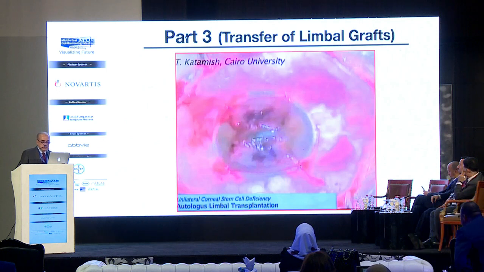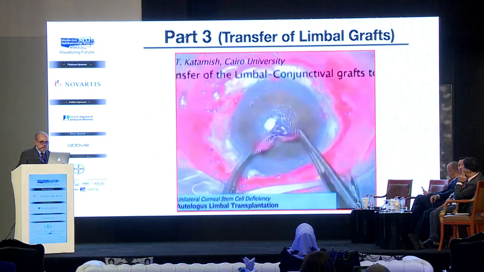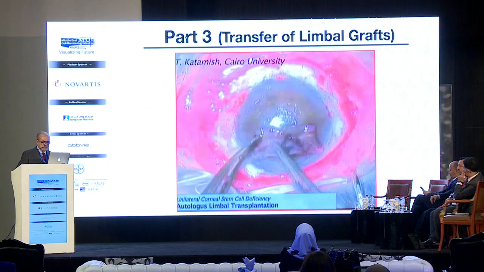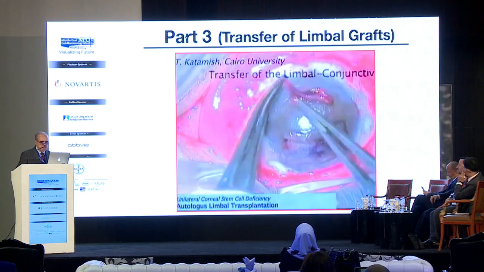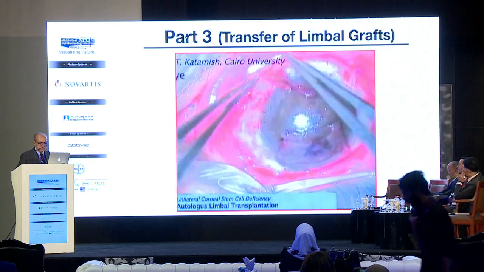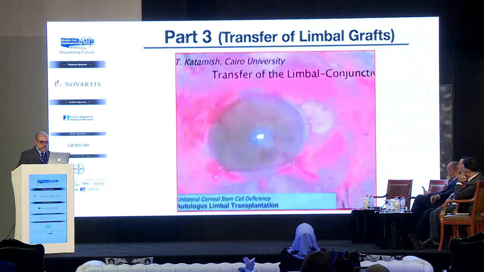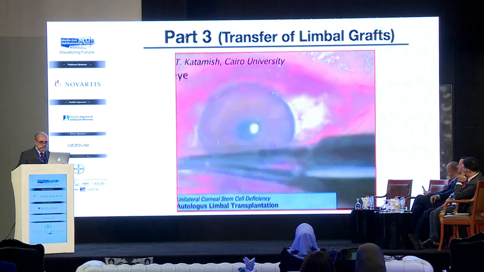The third part of the operation is to transfer these two grafts from the normal eye to the diseased eye. You have to open the other eye, and then you catch one graft and put it over the cornea, and then you catch the second graft and put it over the cornea. Notice that the apex of this triangle should be pointing to the cornea. This is inverted, so you have to correct the orientation. So this triangle will help you to orient the limbal cells to be in the proper position. And then you close the first eye.